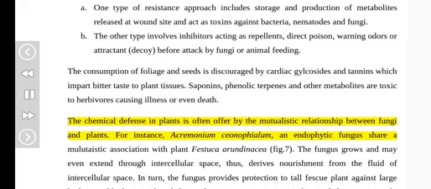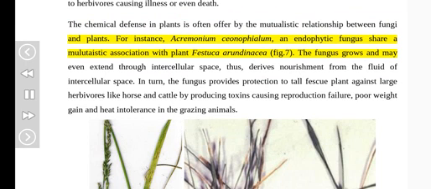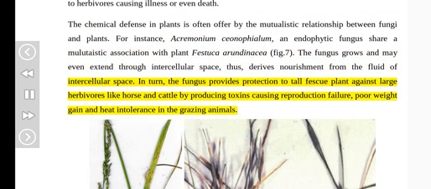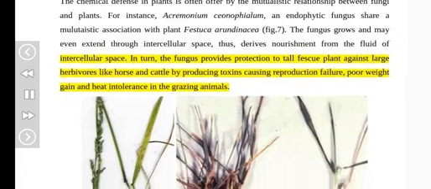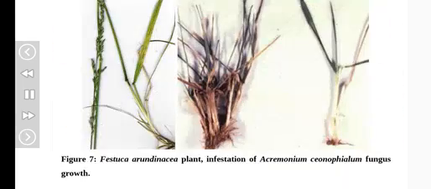The chemical defense in plants is often offered by the mutualistic relationship between fungi and plants. For instance, Acremonium cyanophilum, an endophytic fungus, shares a mutualistic association with the plant Festuca arundinacea, Fig. 7. The fungus grows and may even extend through intercellular space, thus deriving nourishment from the fluid of intercellular space. In turn, the fungus provides protection to the tall fescue plant against large herbivores like horse and cattle by producing toxins causing reproduction failure, poor weight gain and heat intolerance in the grazing animals. Figure 7. Festuca arundinacea plant, infestation of Acremonium cyanophilum fungus growth.